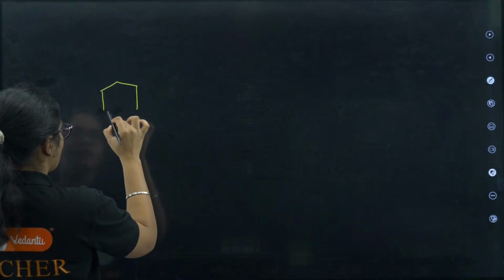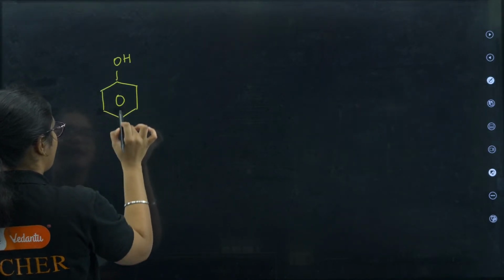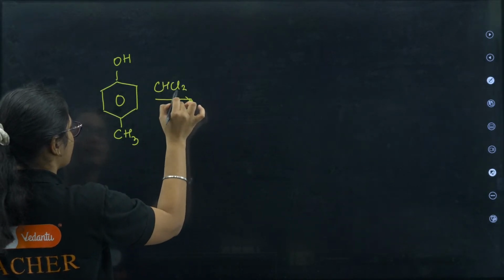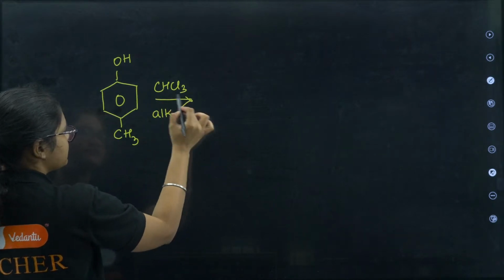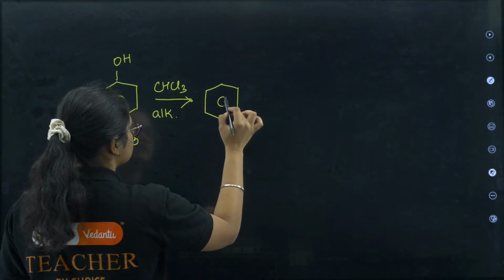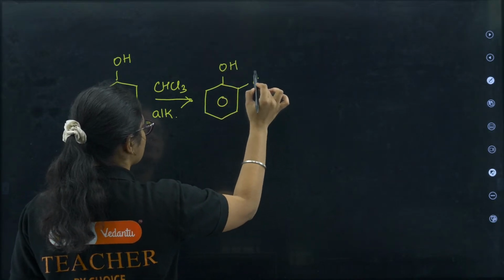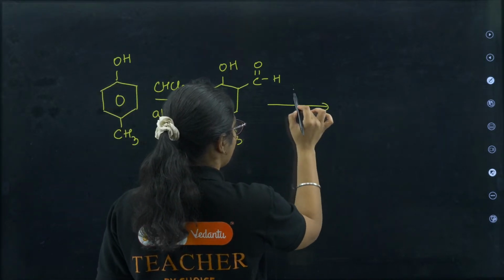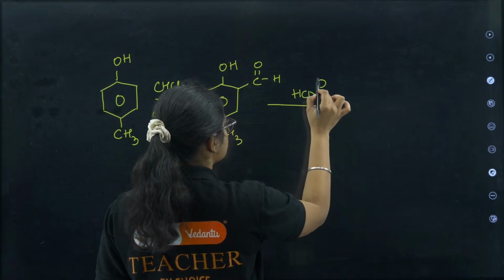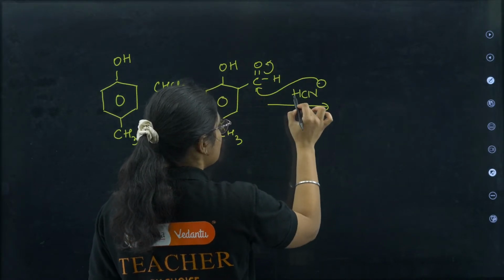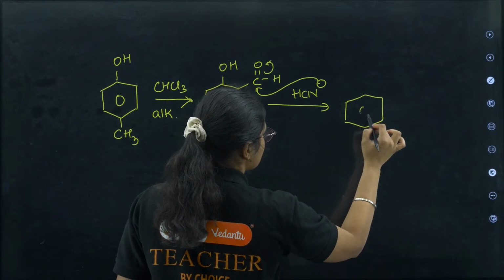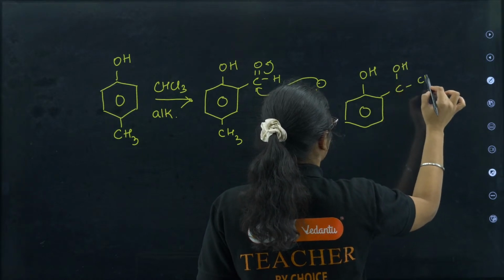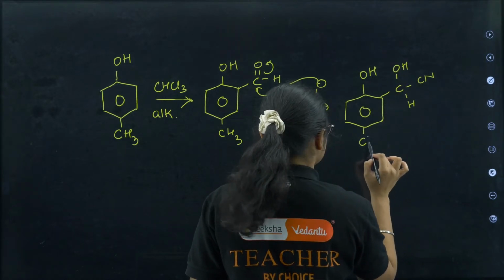You have paracresol, that means OH and CH3. Next, you are treating it with chloroform in alkaline medium. So this is your Reimer-Tiemann reaction. If you haven't studied, it is there in your aldehydes chapter. Then you are treating it with HCN. So this will take nucleophilic addition reaction. This will attack here. This bond will go here. O minus will attack on H plus. So I will get here OH, CHOH, CN, H and CH3.